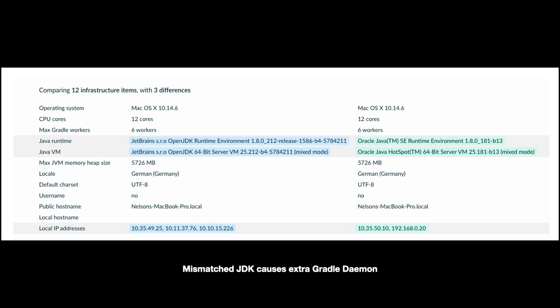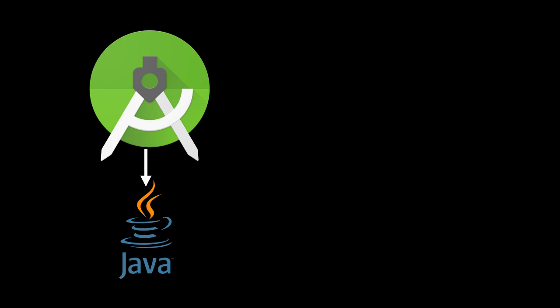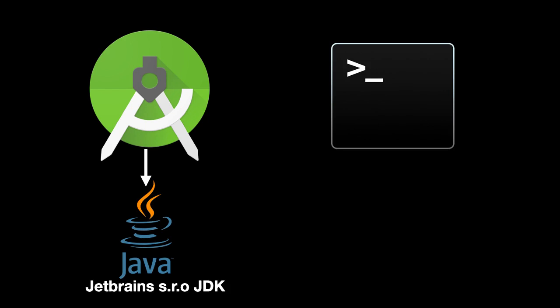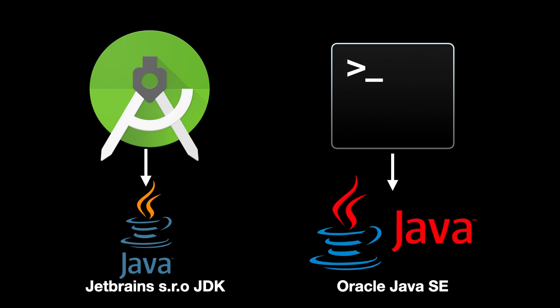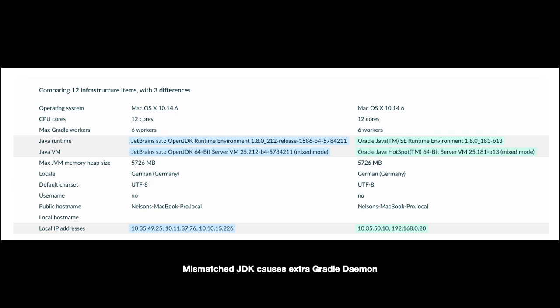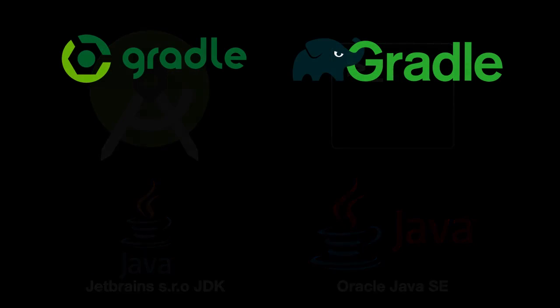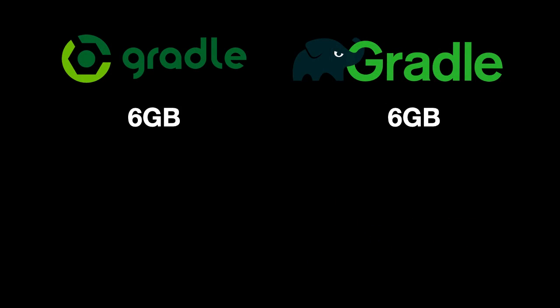If you have a mismatched JDK, which can happen if your Android Studio, for example, is using the built-in JetBrains JDK, which it does by default, and on the terminal you run the Oracle Java JDK or OpenJDK or whatever JDK you have as your Java home, the problem will cause this mismatched Gradle daemon. And what happens then? Well, you basically get two Gradle instances. And let's say your heap size for Gradle is 6 gigabytes, and you accidentally spawn an extra daemon when you run from the command line.